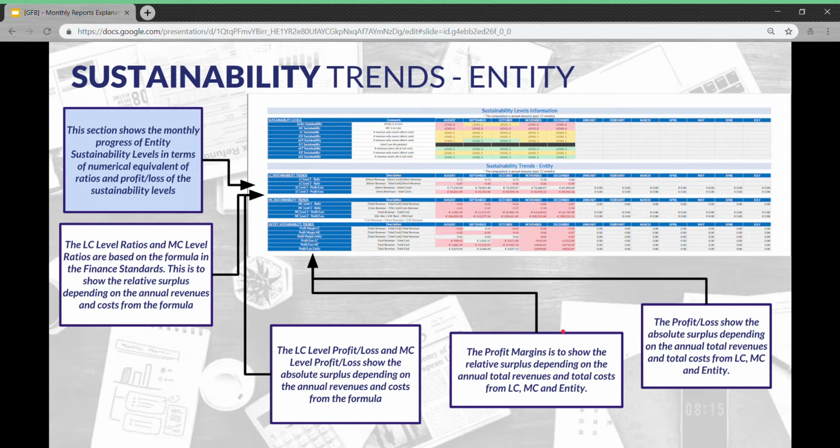Meanwhile, for entity sustainability trends, we use more of the profit margins and the profit loss of certain levels. Profit margins show the relative surplus depending on the annual total revenues and total costs from LC, MC, and entity, which is why there are three levels here. Meanwhile, profit loss shows the absolute surplus depending on the annual revenues and costs from LC, MC, and entity.